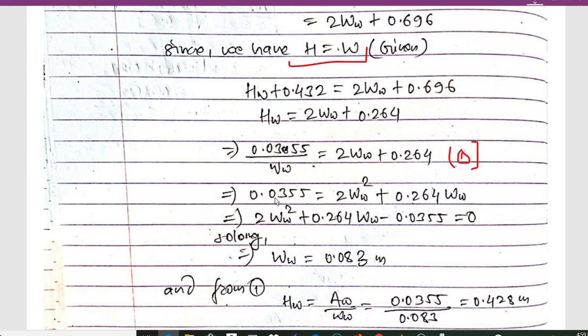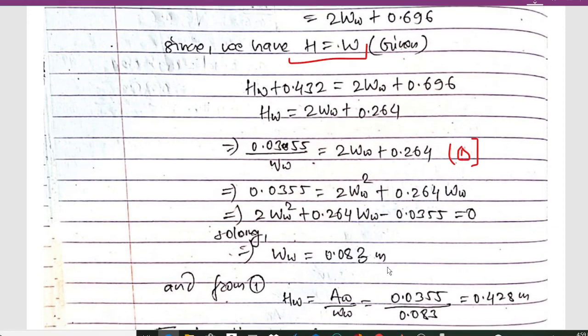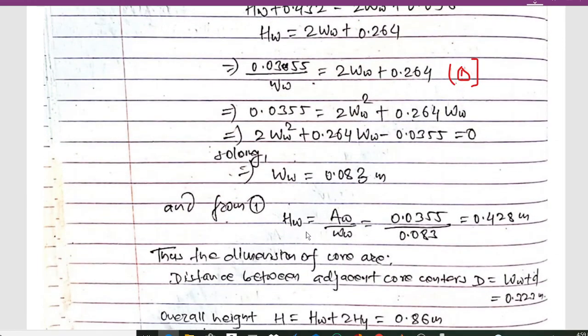So from this we can obtain the value of Ww. This is the quadratic equation: 2Ww square plus 0.264 Ww minus 0.0355 equals zero. So we will get the value of Ww as 0.83 meters. Now using equation 1 we can write Sw equals Aw upon Ww. So Aw we have obtained, and Ww we have just now obtained. So Sw will be 0.428 meters.